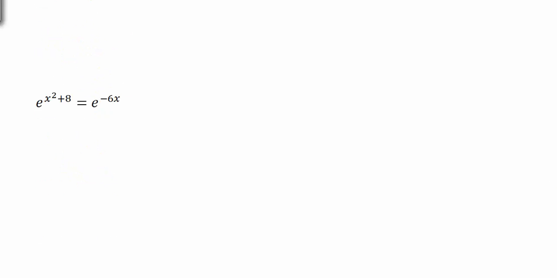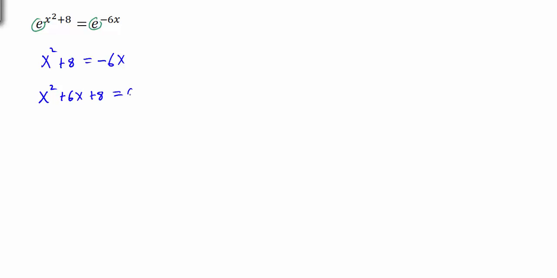All right, one last example, and maybe you can pause the video to see if you can work this on your own. Once again, we have the same base here of e. e to the x squared plus 8 equals e to the negative 6x. So that means x squared plus 8 must be equal to negative 6x if these two quantities are going to be equal. Now here we have a quadratic, so in order to solve this we want to set this equation equal to 0. So I'm going to add the 6x to the left, so we would have x squared plus 6x plus 8 equals 0.